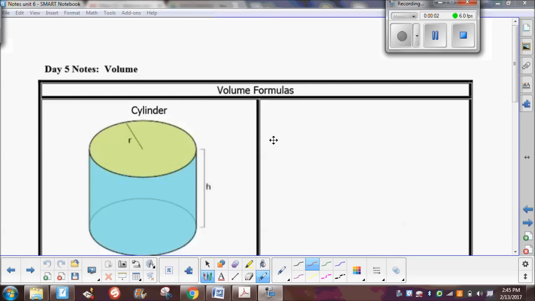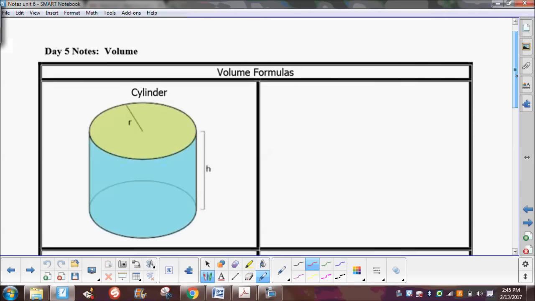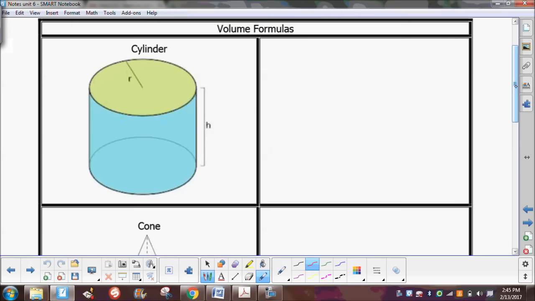Day 5, volume. So let's get our 3 volume formulas down in front of us. These are given to you on your green sheets, towards the bottom of your green sheet. The first one we're going to start with is the cylinder. There's our picture of the cylinder, and the volume is equal to pi r squared h.